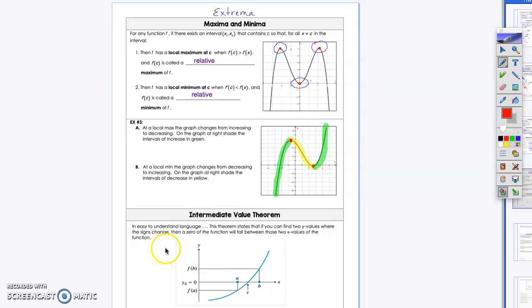Okay, so let's take a look at the intermediate value theorem. This theorem states that if you can find two y values where the sign changes, so if you look at this blue curve here, at this point right here you can see you're below the axis, you have a negative y value. And then when x equals b, you have a positive y value. We know a 0 must exist somewhere along here as long as the curve is continuous, due to the change in sign. Because we're going from negative to positive, at some point in here the function must equal 0. And this is a theorem you will use quite a bit next year in calculus.